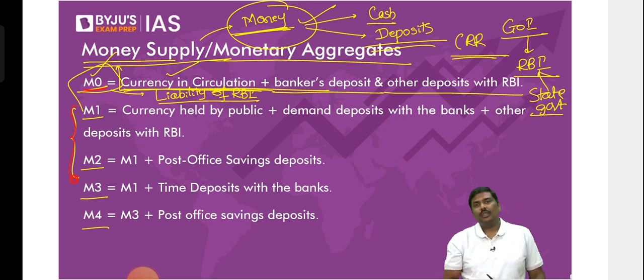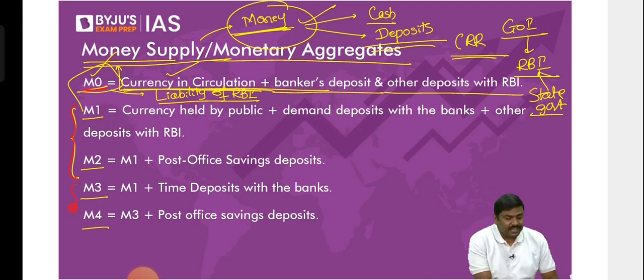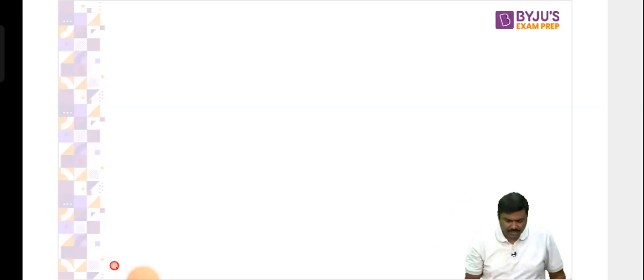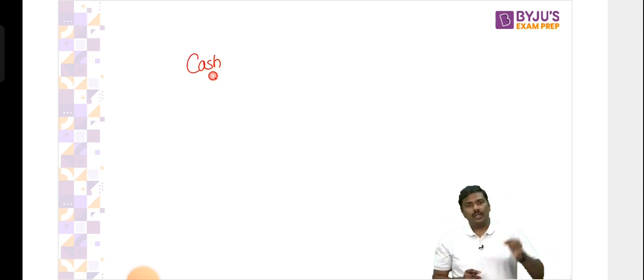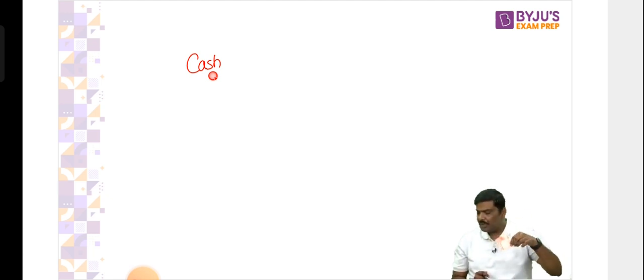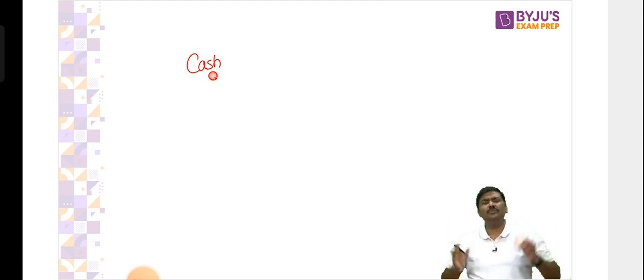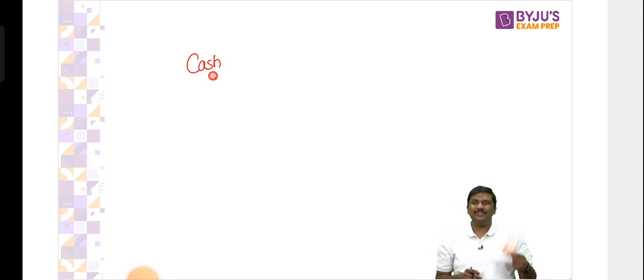Anyways, come to this. M1 and M2 have very high liquidity. M3 and M4 have comparatively less liquidity. Now, what do you mean by this? Let me ask you a very simple question. 20 rupees cash. Highly liquid or less liquid? Highest liquidity, absolute liquidity. Why? You don't need to convert it. You can use it to purchase any good or a service.